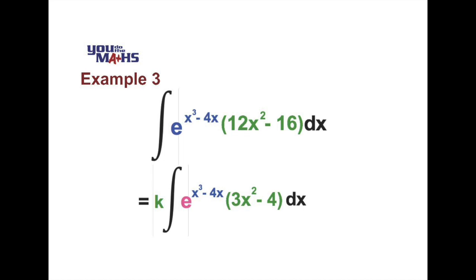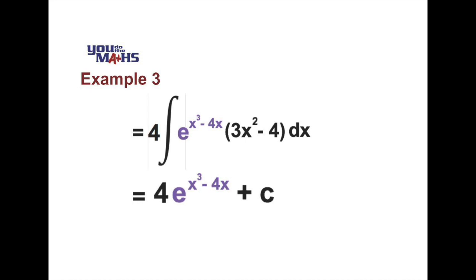With a little bit of checking, we can see that k has to be 4, so that 4 multiplied by 3x squared minus 4 is equal to 12x squared minus 16. That's the parts in green inside the integral. So we place a 4 at the front of our integral, and now it's a case of doing the integration process. We deliberately wrote the expression inside so that we had the derivative of the power of the exponential term. That means that our antiderivative is simply 4 multiplied by the original exponential function, which is e to the x cubed minus 4x plus a constant c.